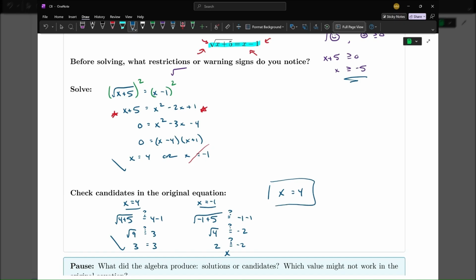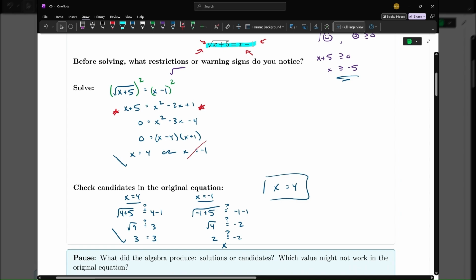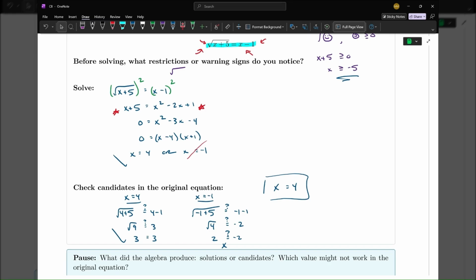Now, you should be thinking, and I'm going to hit the pause prompt in here: why did that not work? The algebra just gave us the answers. Why did it not work? And that's the point of this video. The algebra is not giving us the solutions. It's giving us candidates for the solutions. You're not done after the algebra. You do have to make sure they work in the original equation.